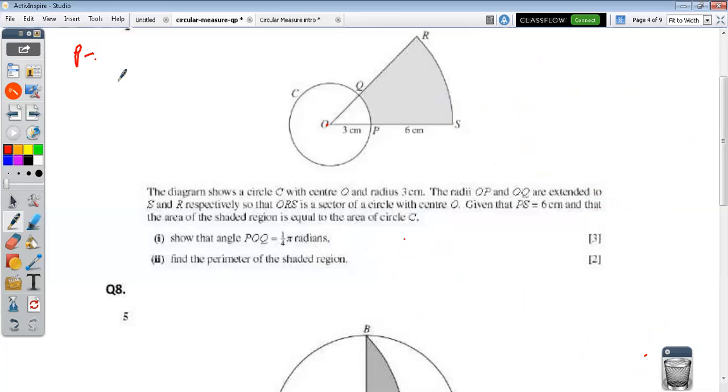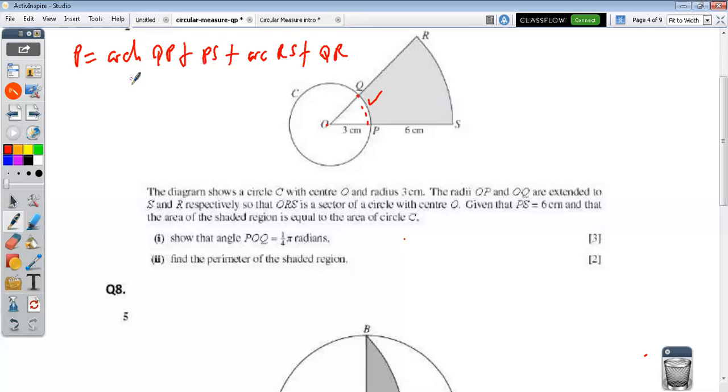Perimeter of the shaded region is equal to the length of arc QP, plus PS, plus the length of the major arc RS, plus QR. Okay, so there are certain things that we can plug in.